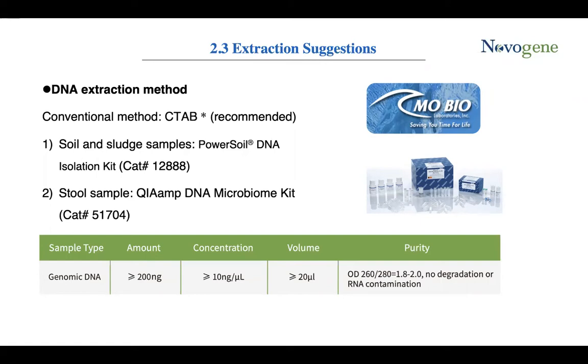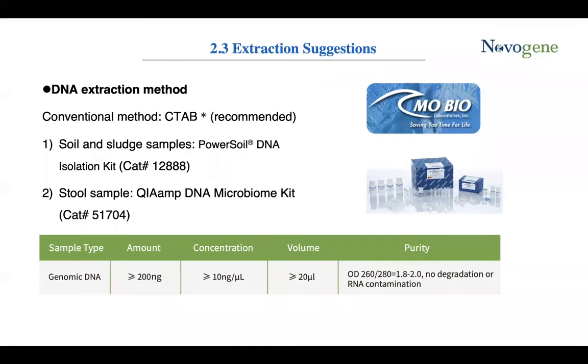So at higher salt concentrations, the polysaccharides are insoluble, while at lower concentrations, DNA is insoluble. So consequently, by adjusting salt concentration in lysates containing CTAB, the polysaccharide and DNA can be differentially precipitated. And specifically for soil and sludge samples, this PowerSoil DNA isolation kit from MO BIO is very effective. And for stool samples, we recommend to use this QIAGEN QIAamp DNA microbiome kit.